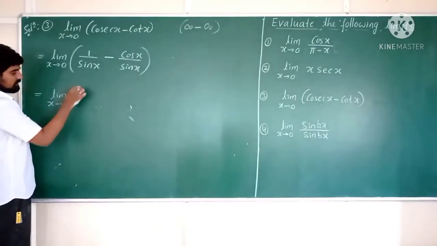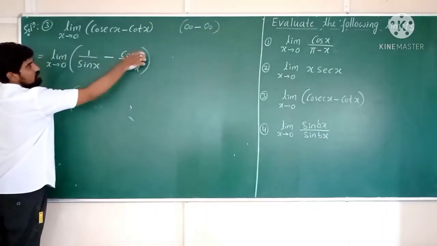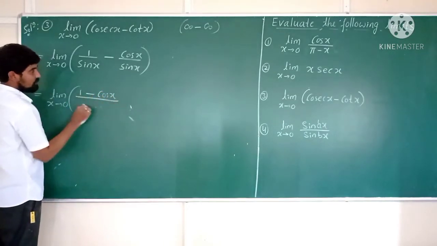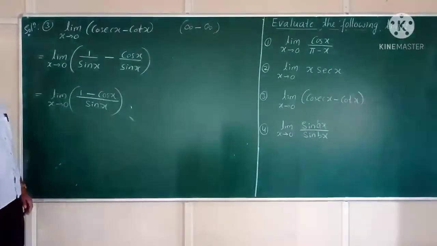LCM is sin x. So here multiply by 1. 1 into 1, 1. Minus. Here also multiply by 1. Cos x into 1 is cos x. Divided by LCM is sin x. I hope all of you understand it.